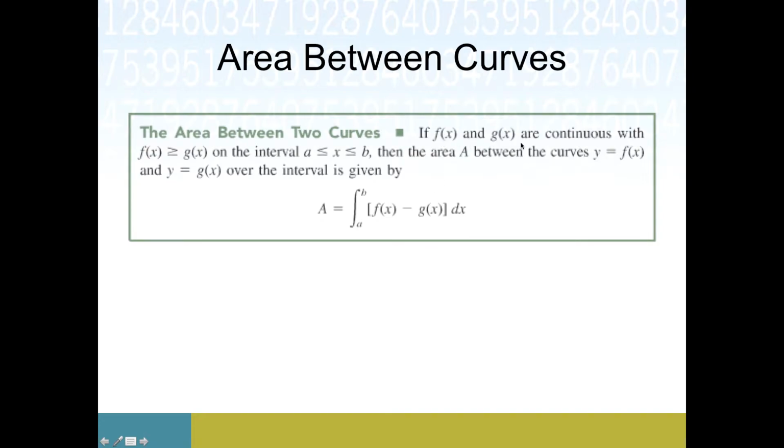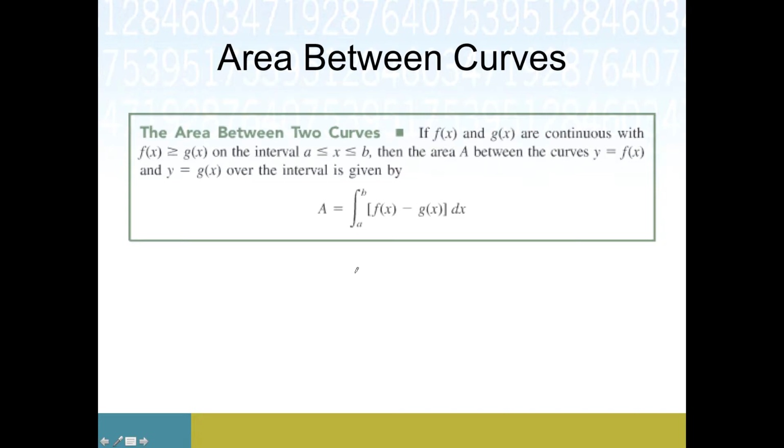Specifically, if you've got two continuous functions, where one is always at least the same height as, if not greater than, the other on some interval, then the area between them is given by taking the difference between the two functions and integrating on the interval that you're concerned with.